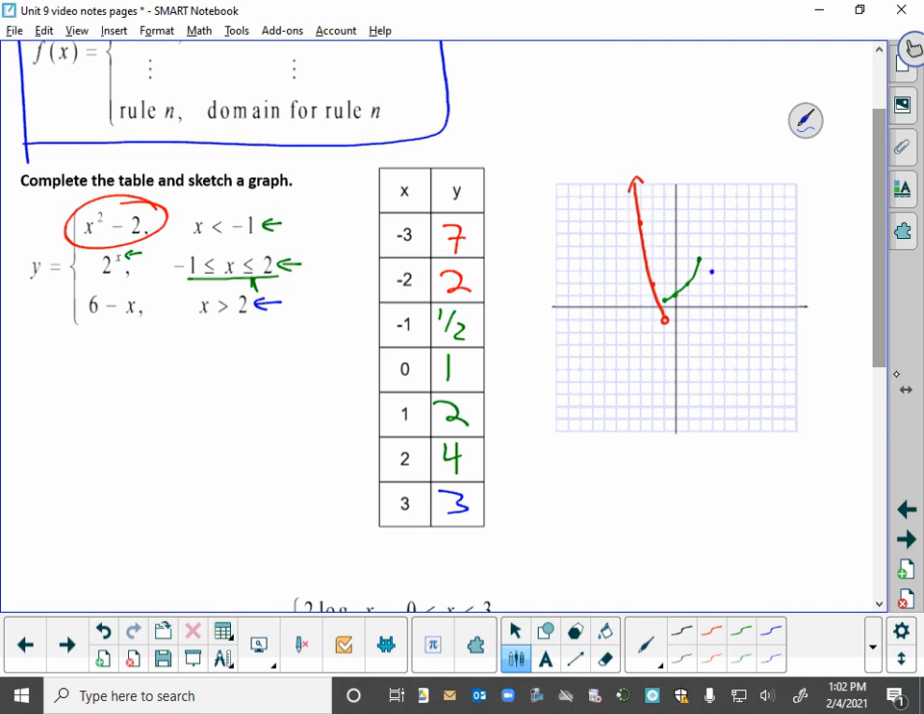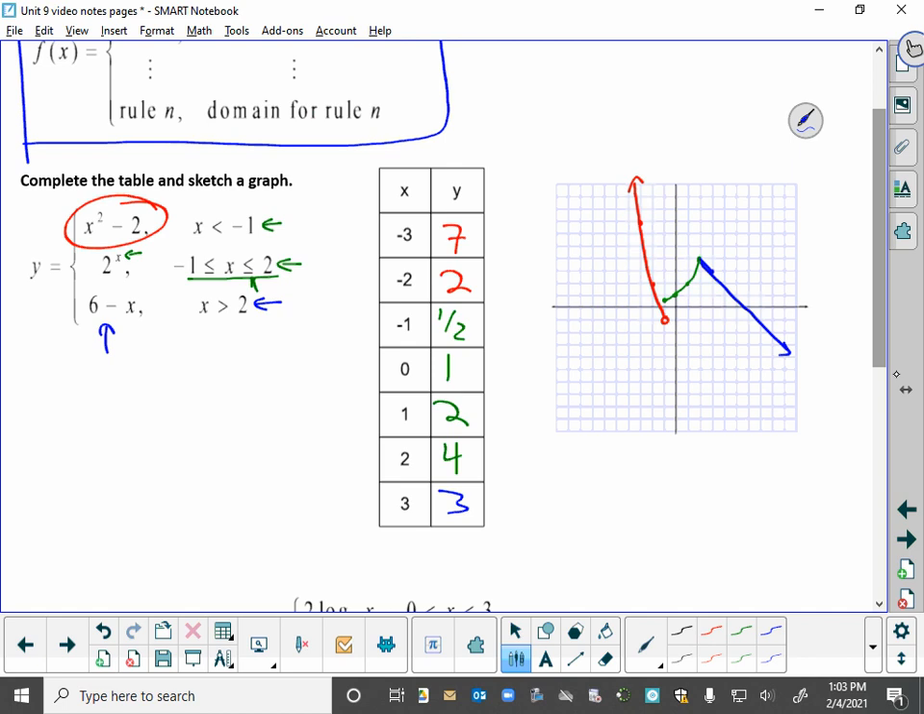If I wanted to know what was going on between 2 and 3, I could plug the 2 into this equation as long as I know that that's just an open circle there. 6 minus 2 is 4. So 2, 4 actually opens right up there. This is a linear equation that goes off this direction.